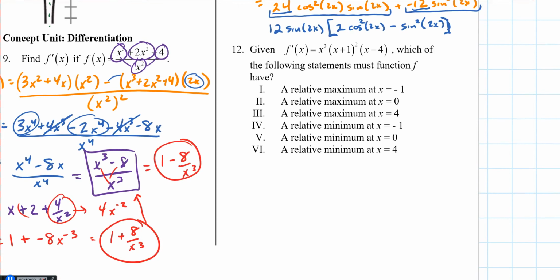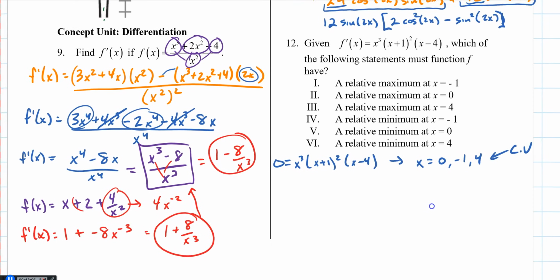Alright, then number 12. The derivative of f is defined as x cubed times x plus 1 squared times x minus 4. Which of the following statements must the function f have? So if that's the derivative, one of the first things we do with the derivative is set it equal to 0. So 0 is equal to x cubed times x plus 1 squared times x minus 4, which tells me that x equals 0, negative 1, and positive 4. Those are going to be my critical values.